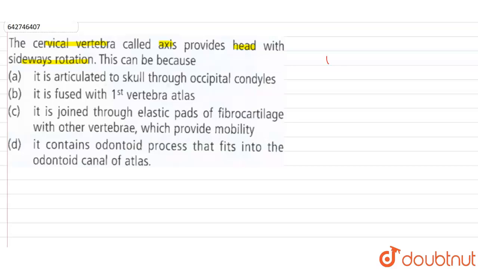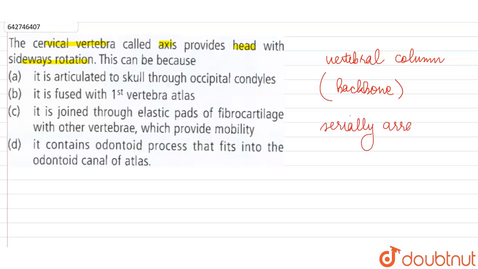Now we all know that our vertebral column, which is commonly also known as the spine or the backbone, is not a single bone, but it is made up of a number of small bones that have been serially arranged. So there are 26 such serially arranged units or bones in our vertebral column, and they are known as the vertebrae. So further we divide them into some categories.